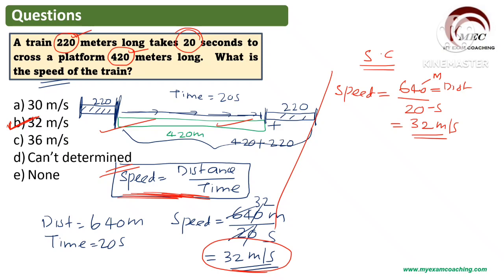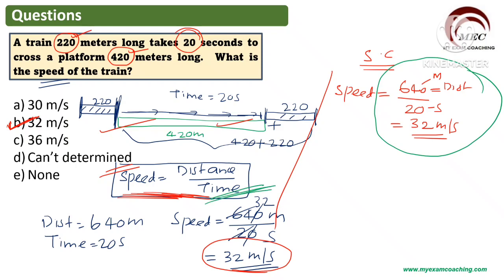Understand very clearly, by writing just one line, you can find out the answer. Just one line, you can find out the answer if your concept is very, very clear. What is the concept here? Speed is equal to distance by time. This formula you have to remember.